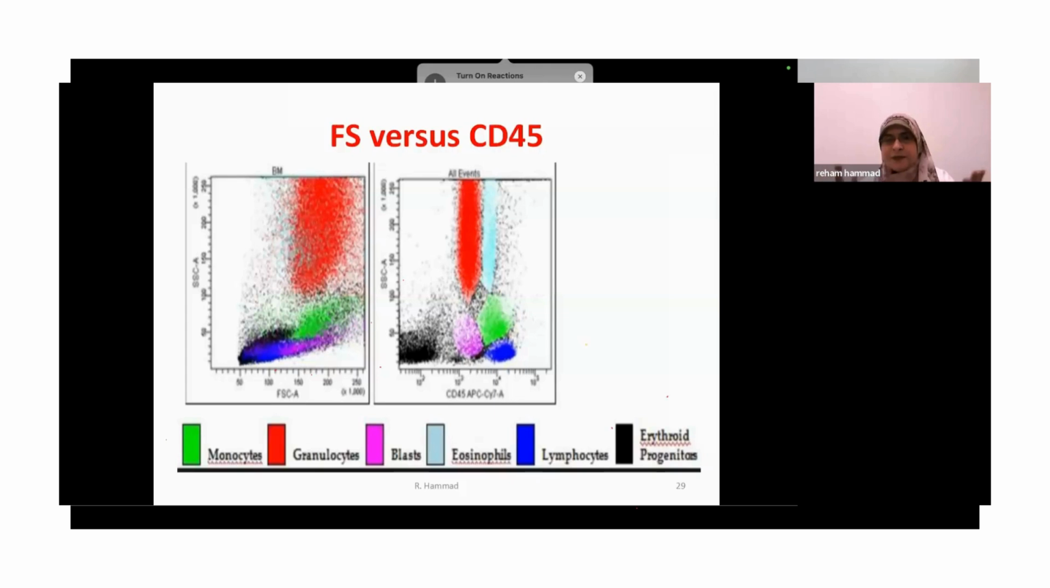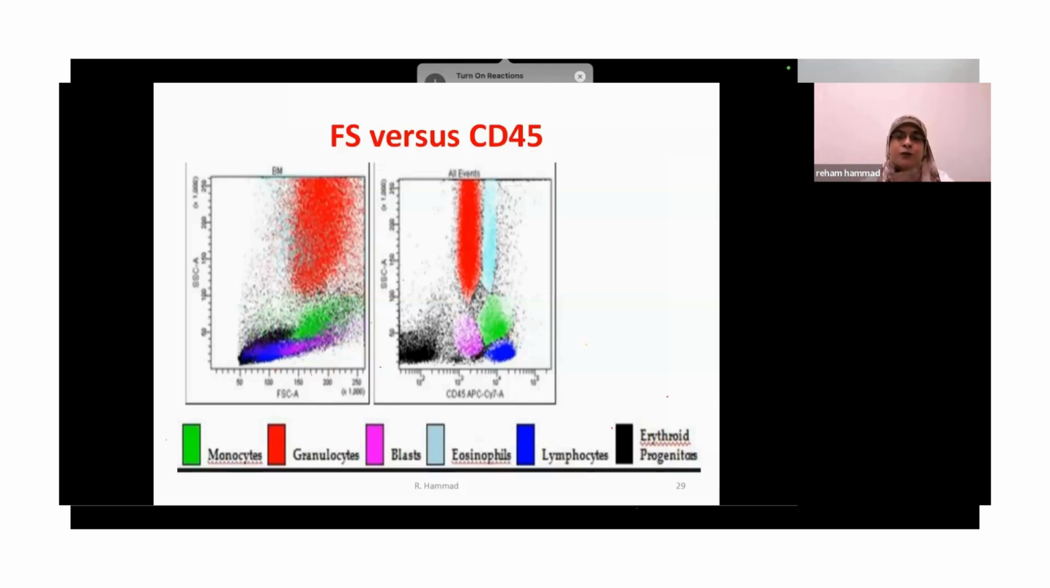So what is CD45? It is a pan-specific marker. It has six isoforms. We are not going deep into the details of CD45, but what I want you to understand is that CD45 is actually expressed on all the leukocytes with a different specific intensity.